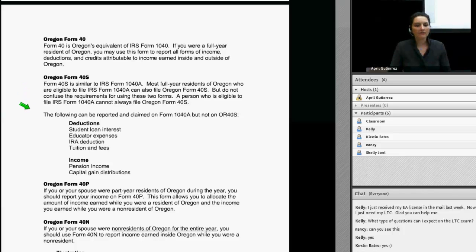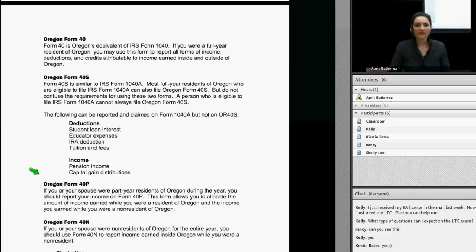The following can be reported and claimed on 1040A, but not on Oregon 40S. Deductions including the student loan interest deduction, educator expenses, the IRA deduction, and the tuition and fees deduction. Income that can be reported on 1040A that cannot be reported on 40S includes pension income and capital gains distributions.